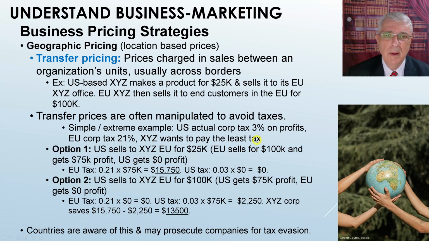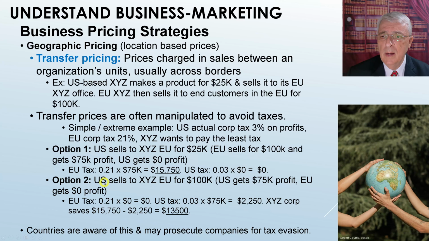XYZ wants to pay the least amount of tax. They want to keep the most amount of money for themselves. So option one, U.S. sells to XYZ Europe for $25,000. Then the EU branch sells it to their customer for $100,000. They get $75,000 profit, and the U.S. gets $0 profit. So the EU tax, it's 21%, as we said, times 75,000, is $15,750. U.S. tax is 3%, as we said, times $0, and that equals $0.